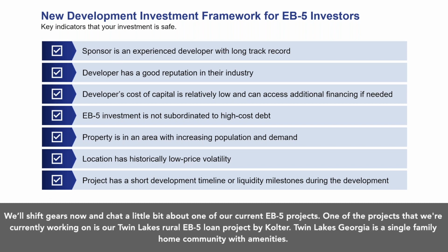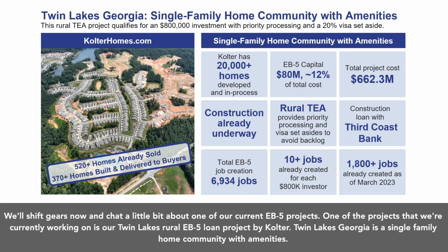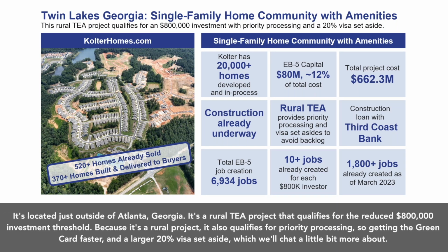Got it. All right, we'll shift gears now and chat a little bit about one of our current EB-5 projects. One of the projects that we're currently working on is our Twin Lakes Rural EB-5 loan project by Coulter. Twin Lakes, Georgia is a single-family home community with amenities. It's located just outside of Atlanta, Georgia. It's a rural TEA project that qualifies for the reduced $800,000 investment threshold.